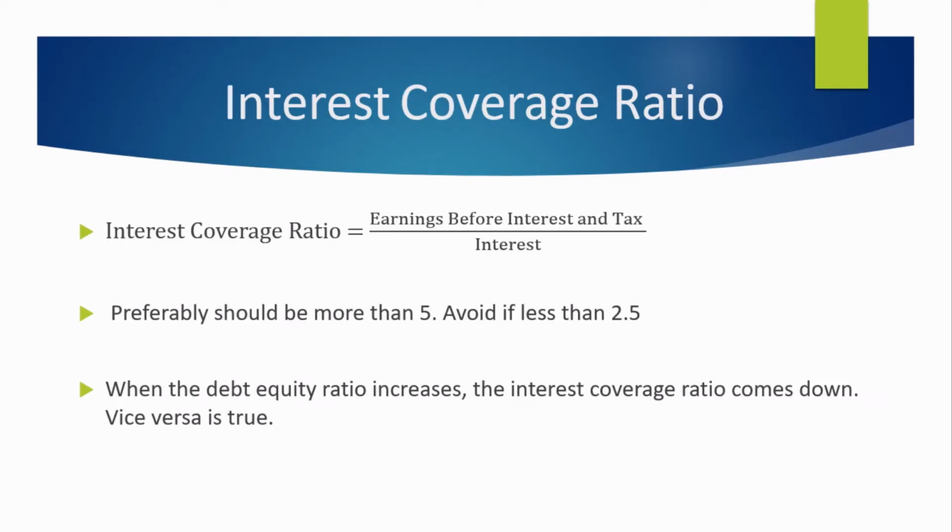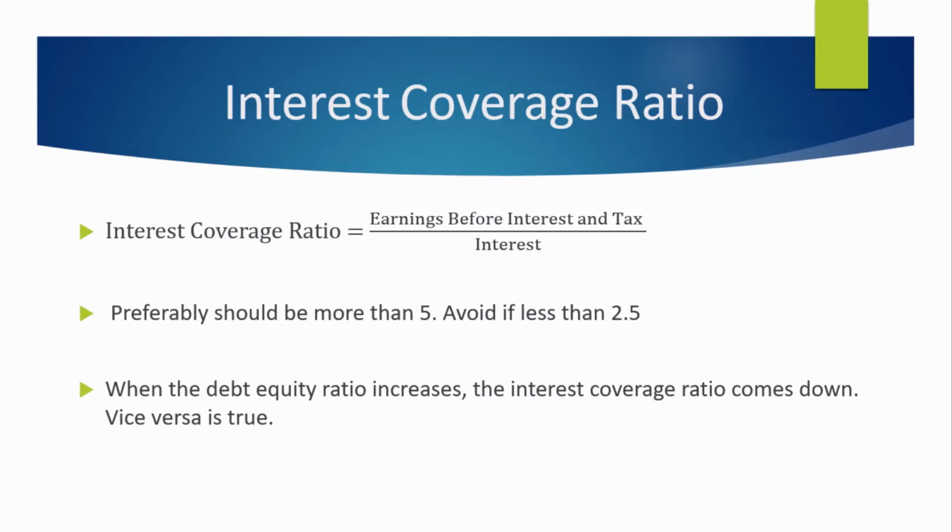Now we come to the interest coverage ratio, which also depends upon the debt taken up by the company. Interest coverage ratio helps us in measuring the capacity of the company to meet its interest payments with its operating income. It is calculated as EBIT, that is earnings before interest and tax, divided by interest. Thus, if the interest coverage ratio for a company is 5, it means that the company's EBIT is 5 times that of interest it pays for the debt.